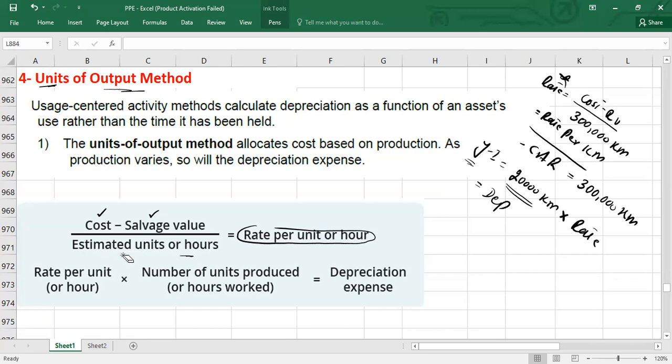Okay, so first we need to determine the rate per unit, which is equal to cost minus salvage value divided by estimated units or hours. After that, we will take the rate per unit which you have determined just above, and multiply by the number of units produced or hours worked. This is how you will get depreciation expense. Okay, so here we go.